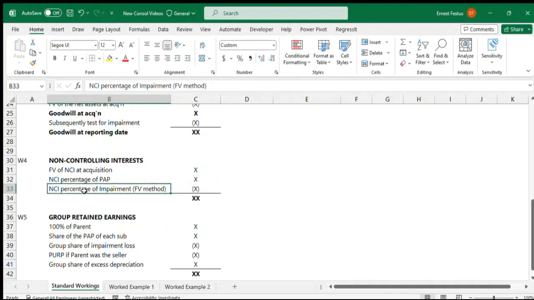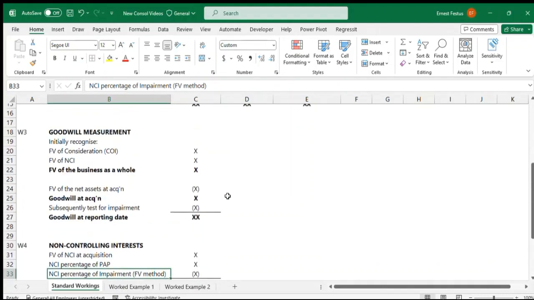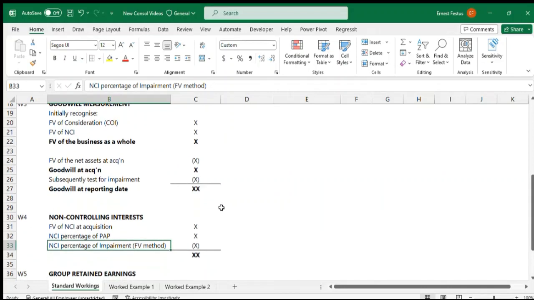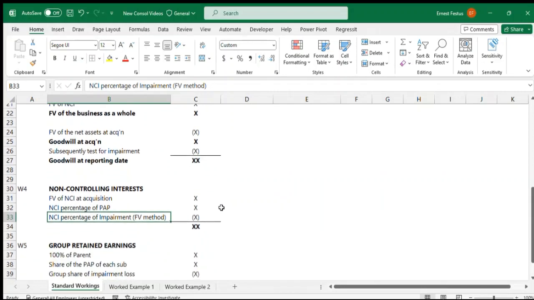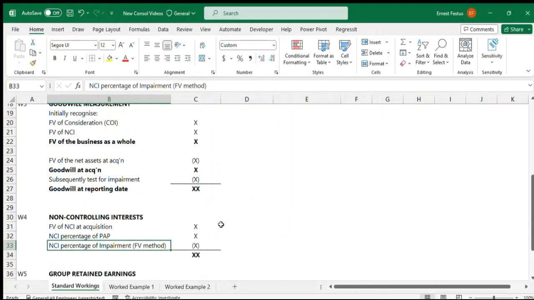And then if goodwill is impaired and we are using the fair value method, which mostly is given in the question, we will share the impairment between the non-controlling interest and the group as well. And that is what we call the full goodwill method.